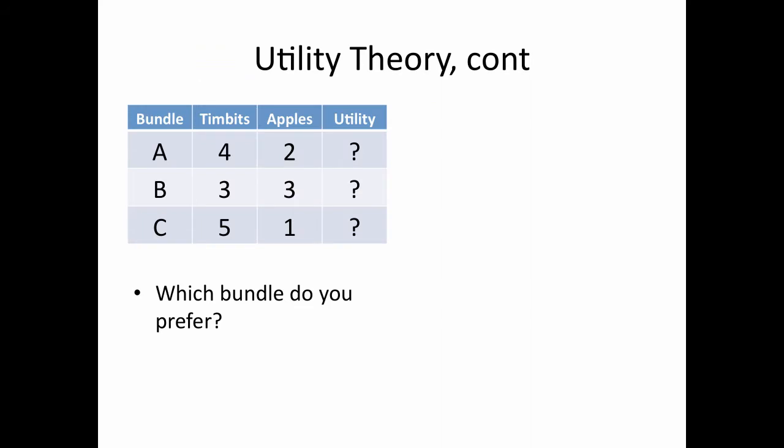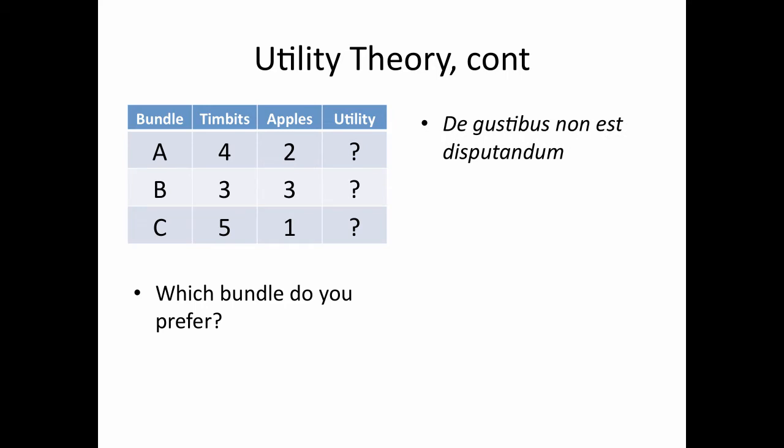To get across that, let's think about three different bundles: bundle A, bundle B, and bundle C. Let's just suppose, for the sake of argument, that these bundles consist of Timbits and apples. Bundle A has 4 Timbits and 2 apples, bundle B has 3 Timbits and 3 apples, and bundle C has 5 Timbits and 1 apple. Which bundle do you prefer? I think if we ask this question in class, we'll see that different people will prefer bundle A versus bundle B versus bundle C. So really what we're getting at here is that all of you have different types of utility functions, and those utility functions reflect your underlying preferences.